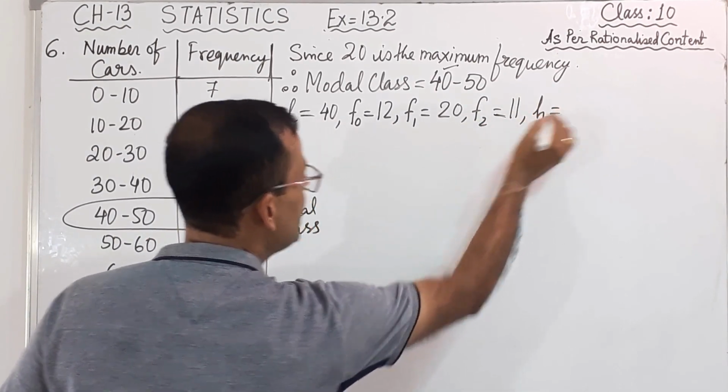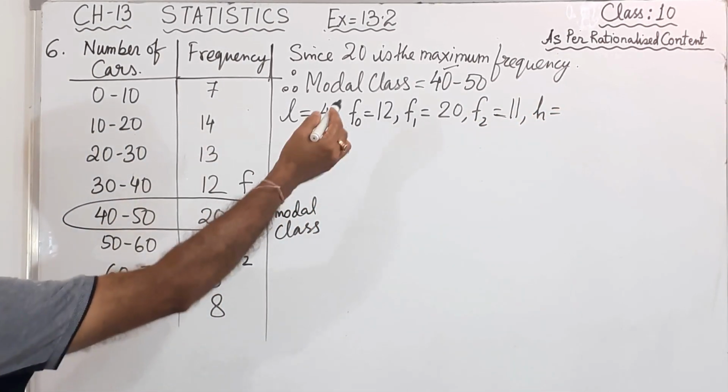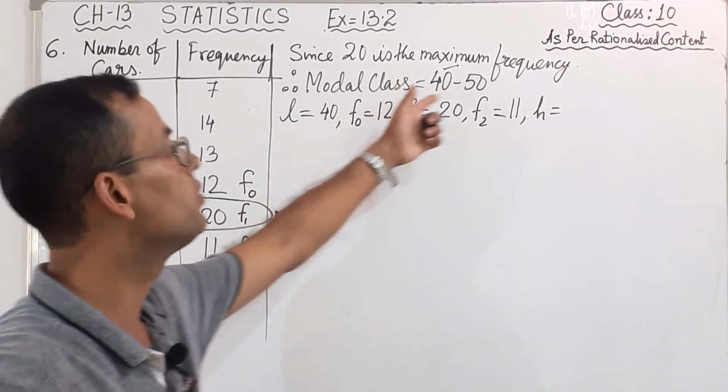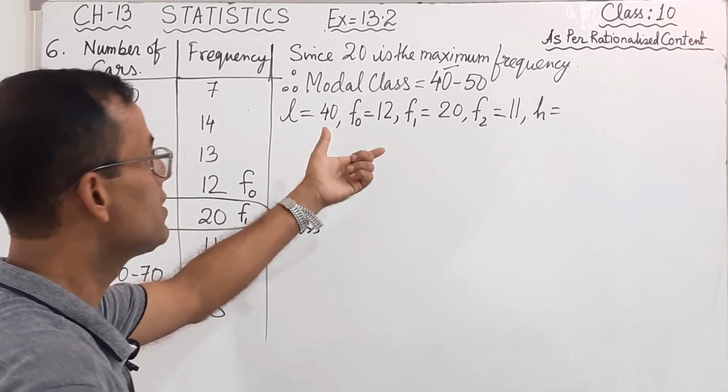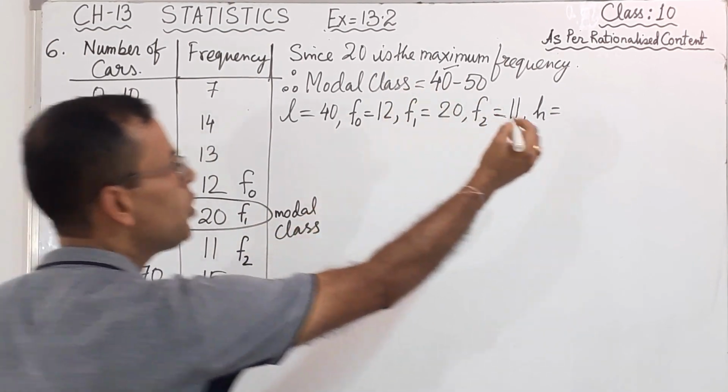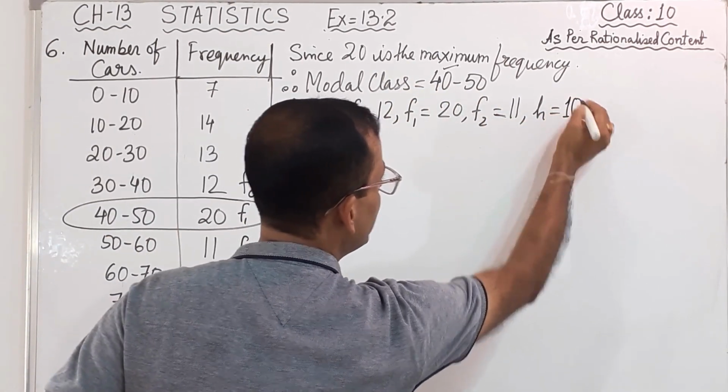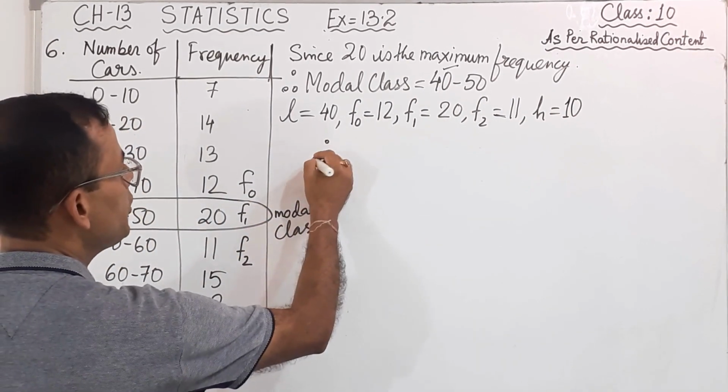And the next one is H. H is the difference. 40 to 50. The difference, the gap, is how much? If you subtract 40 from 50, what do you get? 10. Now we will put in the formula.